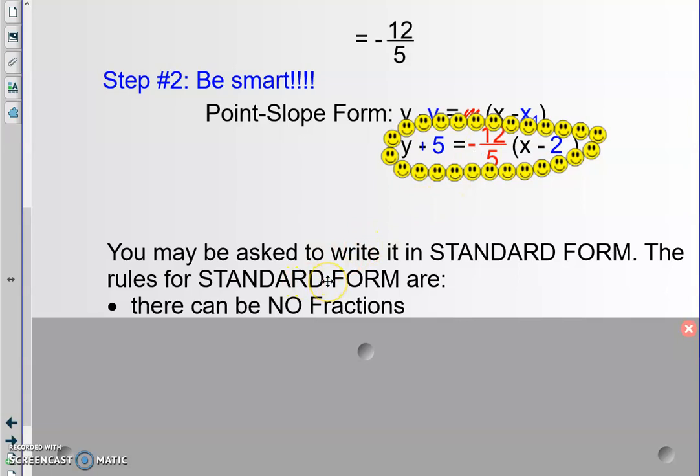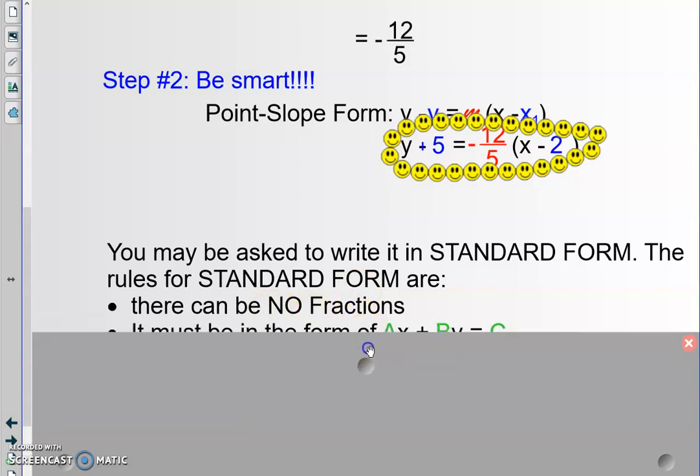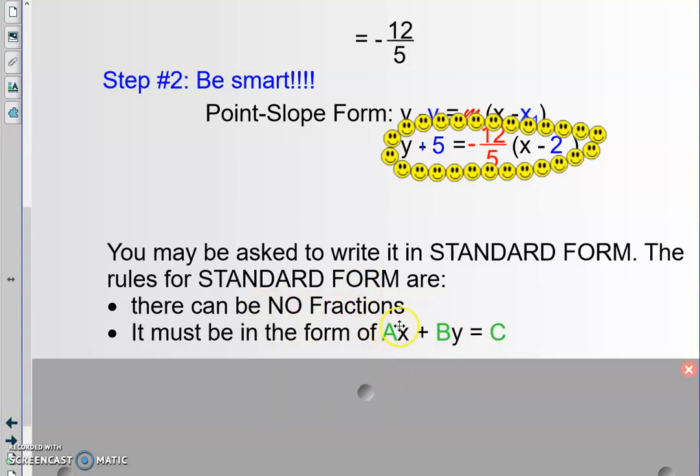So let's just do a quick talk about standard form. The rules for standard form, there are just 2. No fractions. And the second rule is it has to be x's first, y's second on the left, the constant on the right.